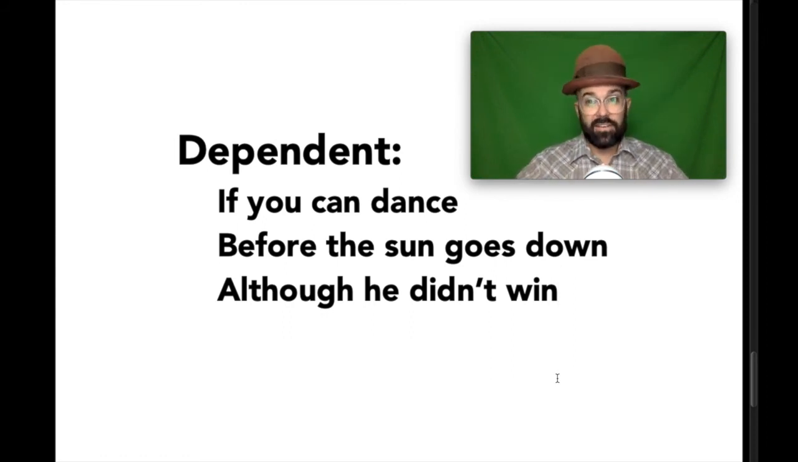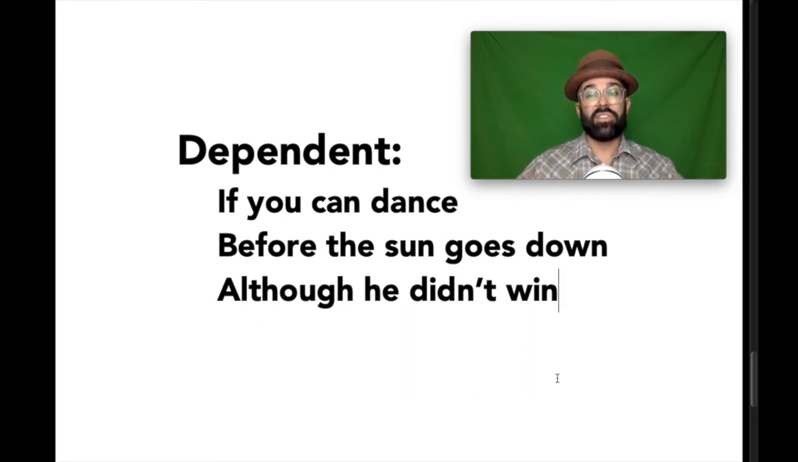So the first one, if you can dance, yes, then what? It's that word if at the beginning, a subordinating conjunction, that makes this dependent on something else. If you can dance, then what? Right? It needs something else. If we removed that subordinating conjunction, you can dance is a complete thought, an independent clause. But that word if makes this dependent on something else.